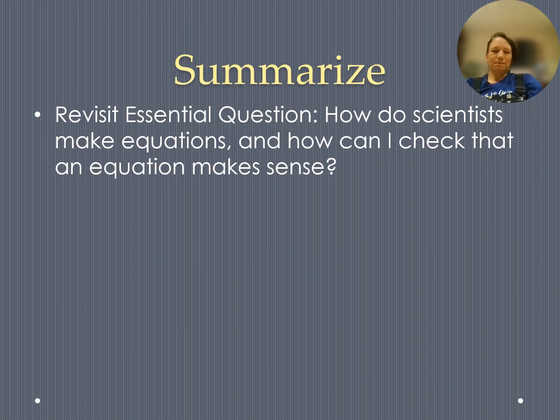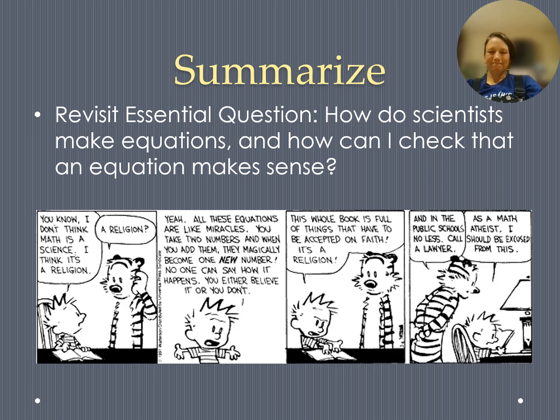Okay, just a quick summary. How do scientists make equations? How do these equations make sense, and how can we use those equations? Hopefully you can write the answer to this in your own words.